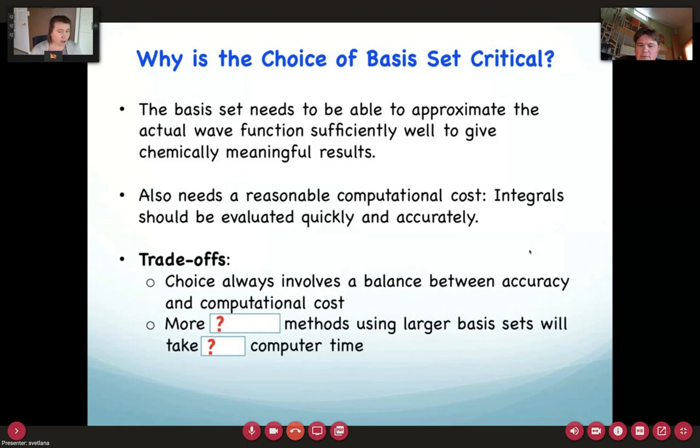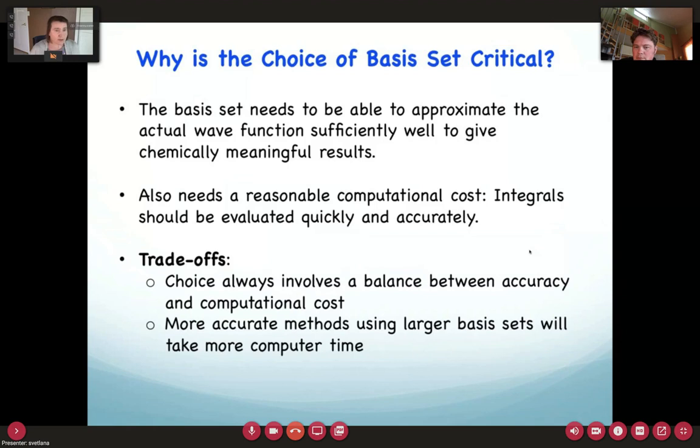And more accurate methods using larger basis sets, of course accurate means a larger basis set, will take longer, more computational time, more computer resources. So we always need to figure that out. You cannot just take, without thinking, the largest basis set possible, because in this case you probably will not be able to get your calculations done, especially for big complex molecules, this will not be possible. So you need to consider this trade-off all the time when you're working with computations.